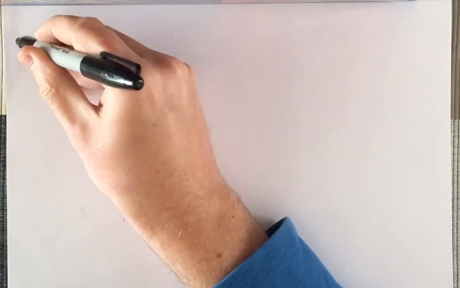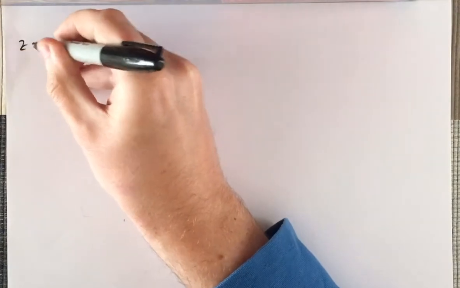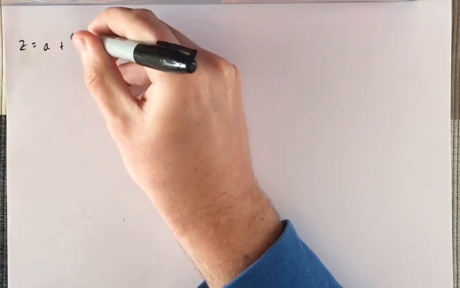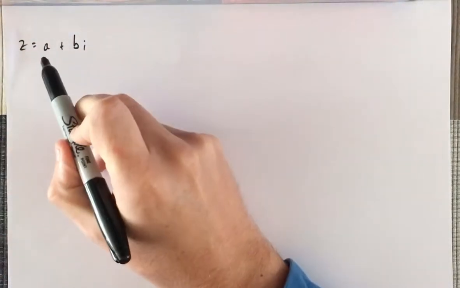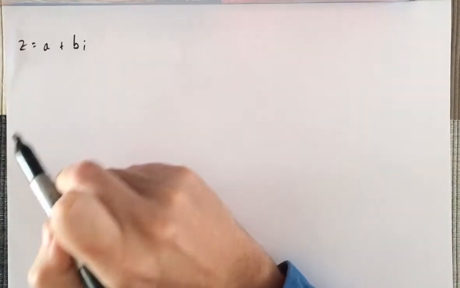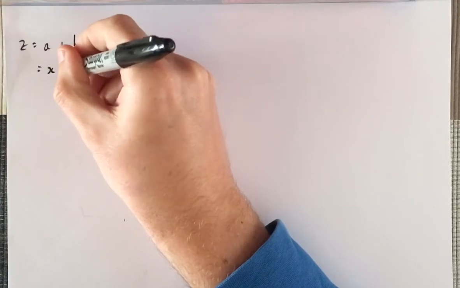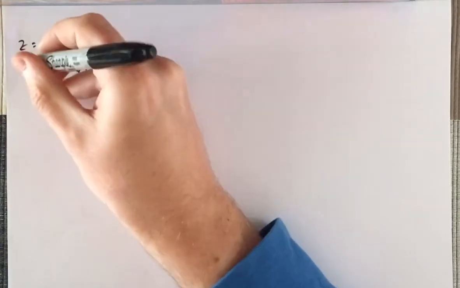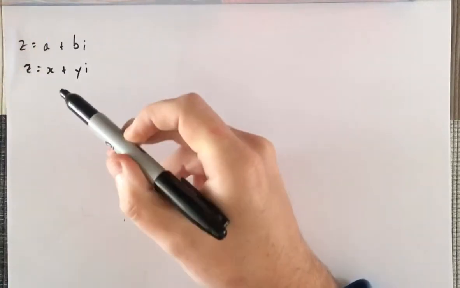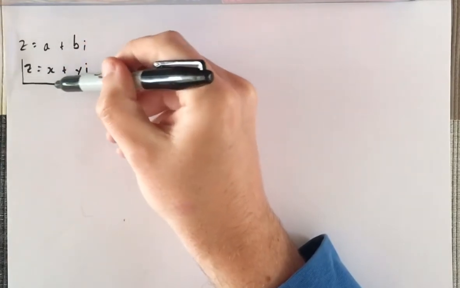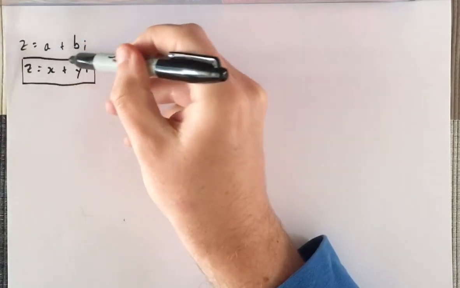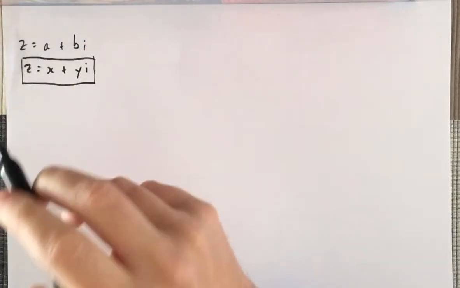All right, so we are familiar with the idea that a complex number is a number in the form a plus bi. So it's got a real part and an imaginary part. We'd use any letters there, so x plus yi, for example. All right, so a complex number is a number in that form.